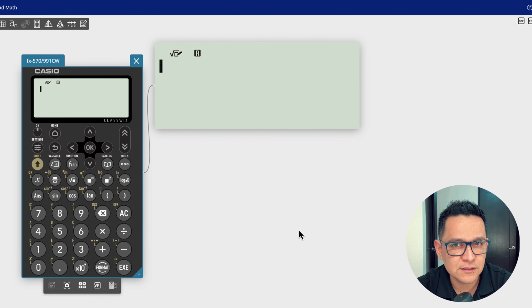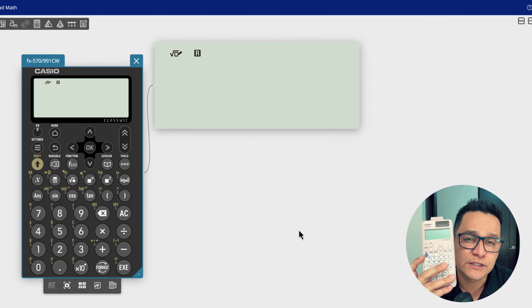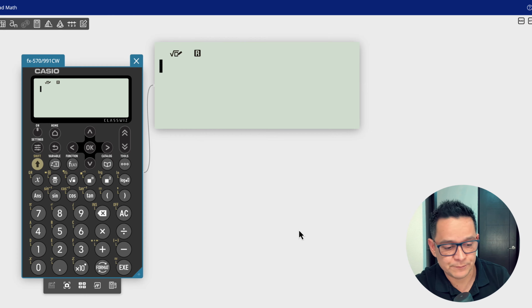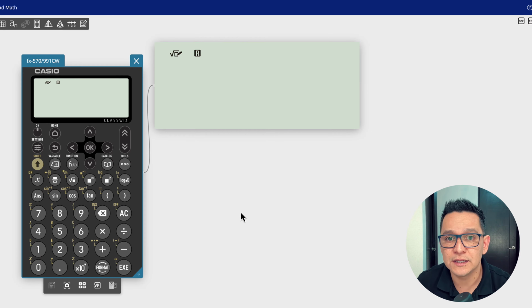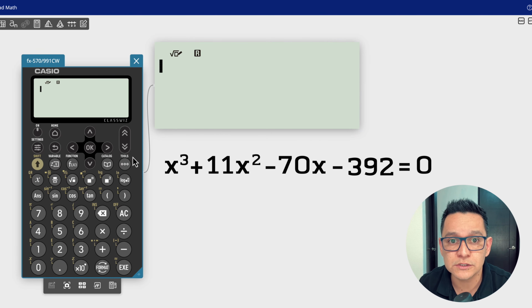of scientific calculators. Specifically, I'm going to be working with these two Casio calculators. Over here we have the 991 CW model, and over here we have the CG 100 model. So, come on. I'll go ahead and press here directly on this emulator so you can see which button you need to press. Look, the first equation I'm going to solve is cubic, which is x cubed plus 11x squared minus 70x minus 392 equals 0.